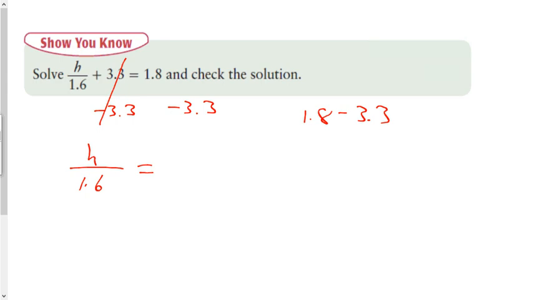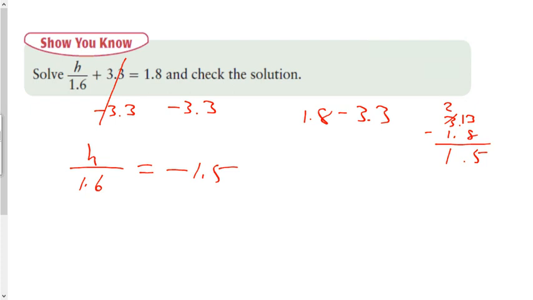What do I have more of? Positives or negatives? If I think about subtracting 3.3, I'm going to take 3.3, which I have negatives, and I'm going to subtract 1.8. I'm going to borrow. It's going to be a 5. That's going to be a 1. The answer is not 1.5, is it? What is the answer? Negative 1.5, because 1.8 take away 3.3 is negative 1.5.